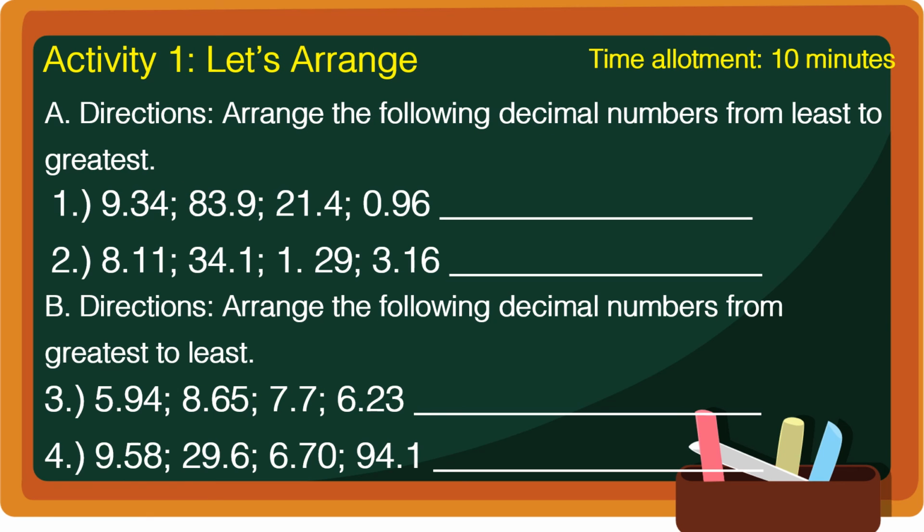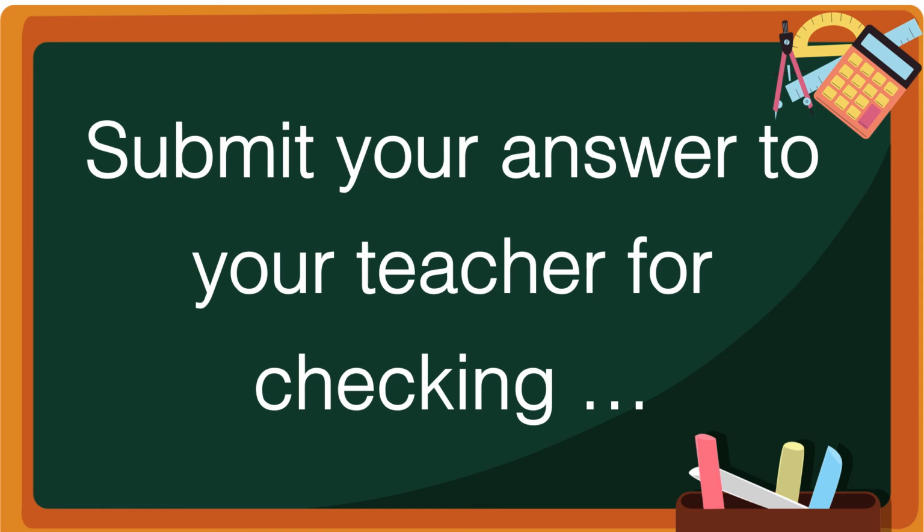Now, it's your turn. Activity 1, let's arrange. You have 10 minutes to answer. A. Directions. Arrange the following decimal numbers from least to greatest. B. Directions. Arrange the following decimal numbers from greatest to least. Submit your answer to your teacher for checking.